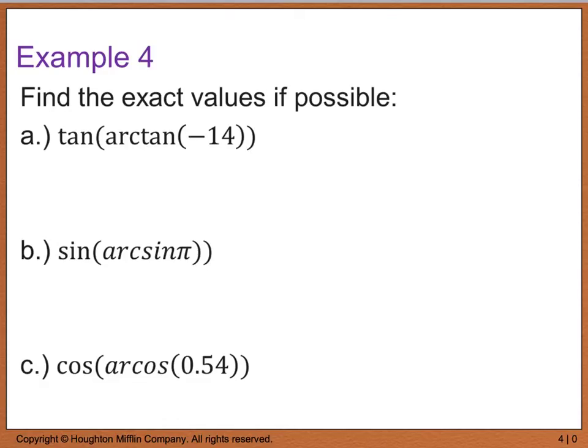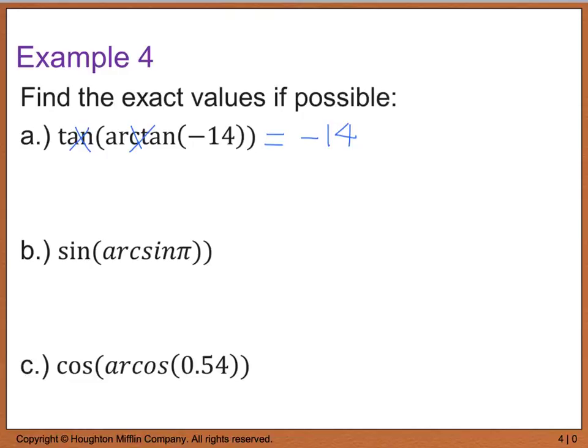So let's go ahead and look at our example 4, which says find the exact values if possible. And we're going to start out with A. Part A says find the exact value of the tangent of the arctangent of negative 14. Well, essentially our tangent and arctangent are going to cancel, because when I take the tangent of the inverse tangent, I'm going to end up with a negative 14. And because negative 14 falls within my given domain of all real numbers, then I can go ahead and say that this exists.